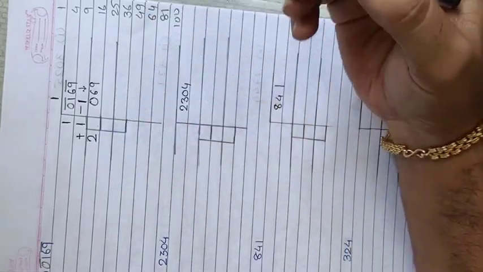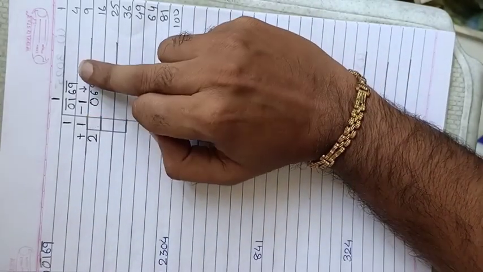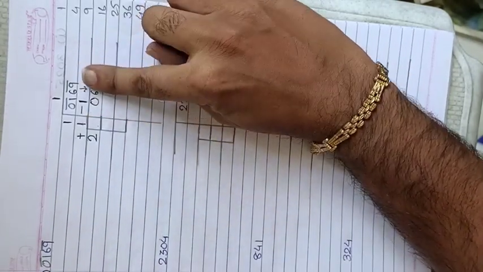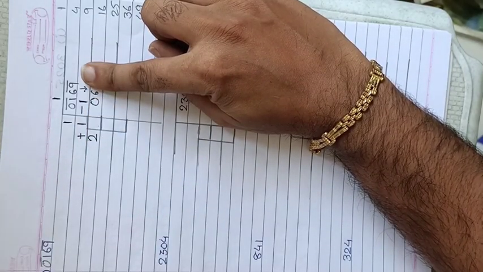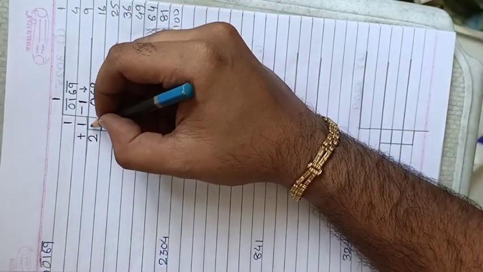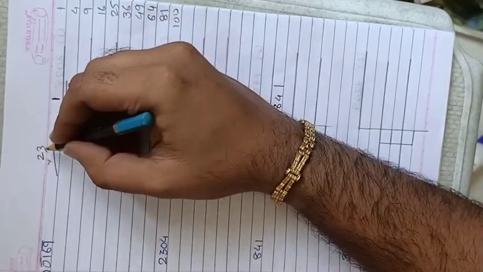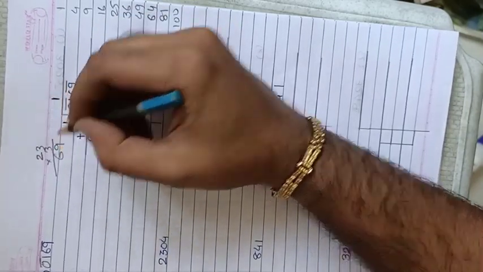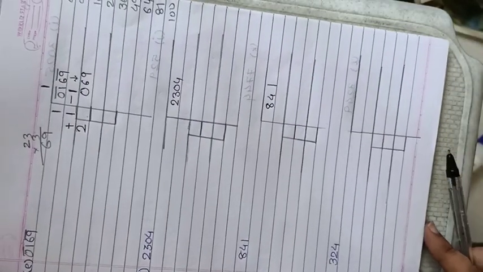Now which number should be placed here? For that we hide one number here, and here as well. Now the 2 table: 2 threes are 6. So we can try with 3. So 23 into 3. We have to multiply here. 3 threes are 9, 3 twos are 6. 69 is coming. Perfect. So it is the correct number.